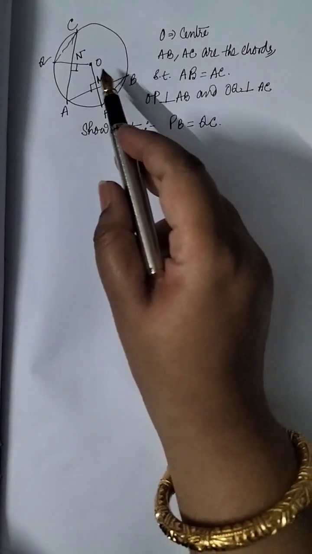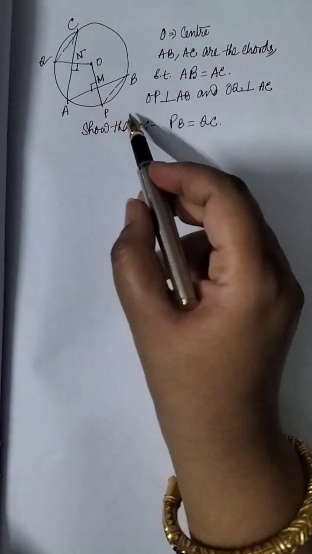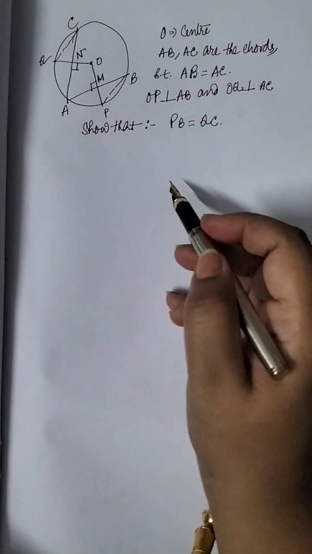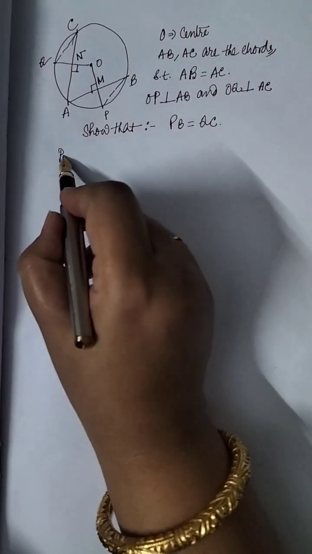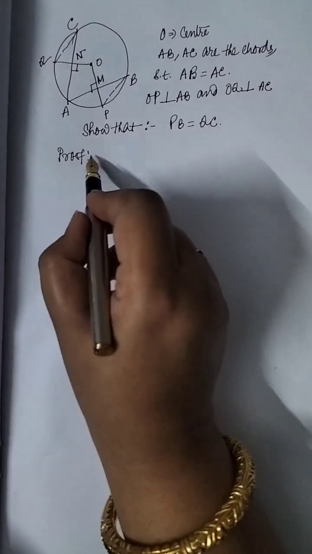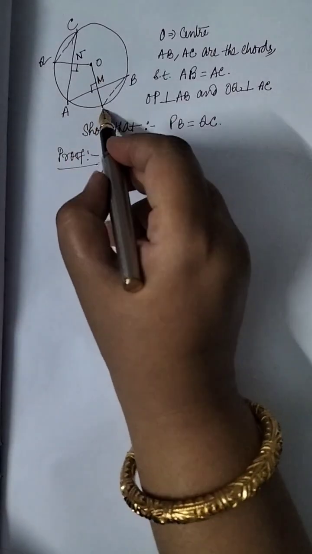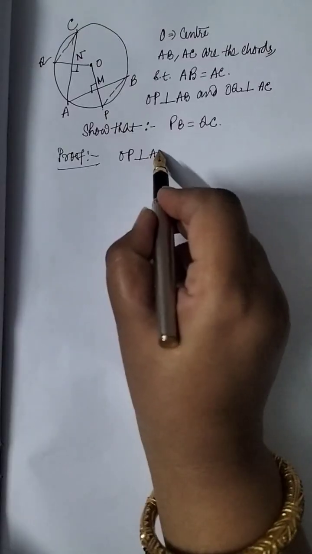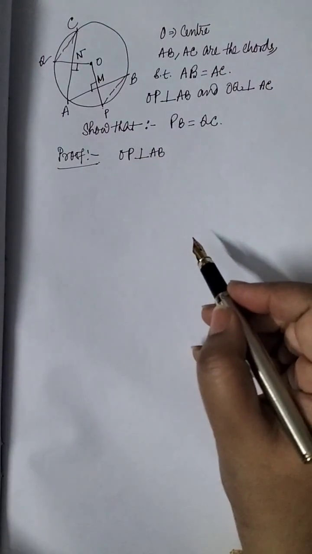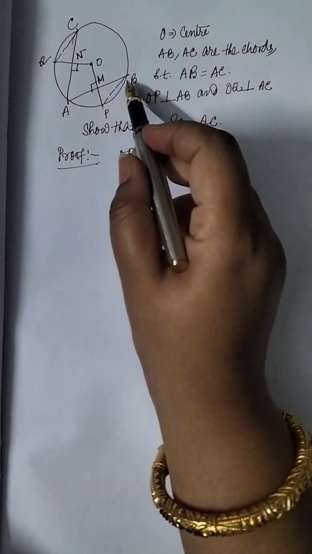Here P and B and Q and C are joined by broken lines, dotted lines. How to show this? Let's see. Look. OP is perpendicular on AB. Okay? It is already given. OP is perpendicular on AB.